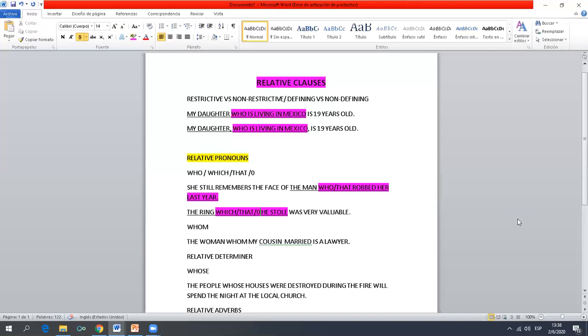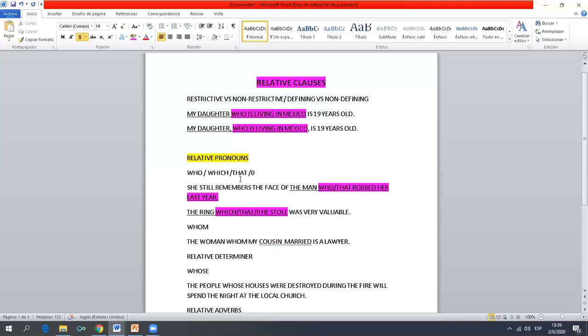Now, what about the previous example? Is it okay if we say she still remembers the face of the man robbed her last year? No, incorrect. Why? Because the relative pronoun, either who or that, within the structure of the clause is the subject. Who robbed? Who is a relative pronoun subject. So you cannot omit the subject. You can omit the relative when it performs a function other than subject, as is the case here, because the subject for the verb stole would be he, and which would be the direct object. He stole which. Okay?